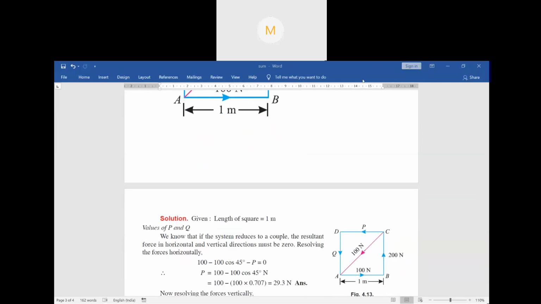Can you see the bottom of the screen? Can you see the bottom of the screen, students? This part.